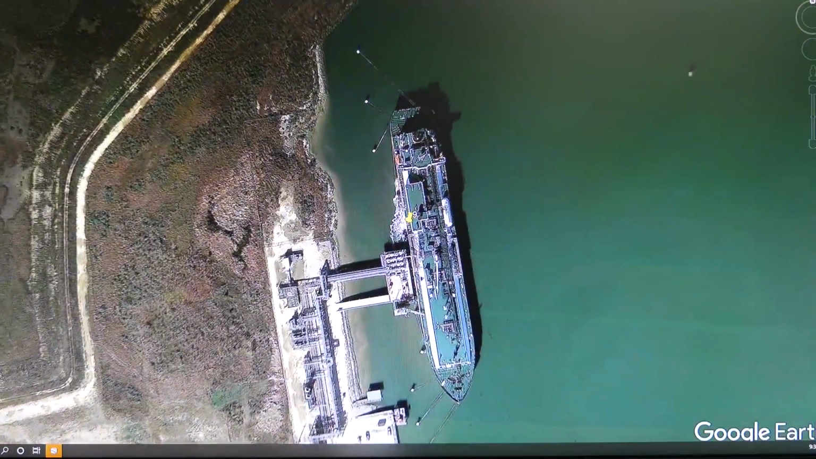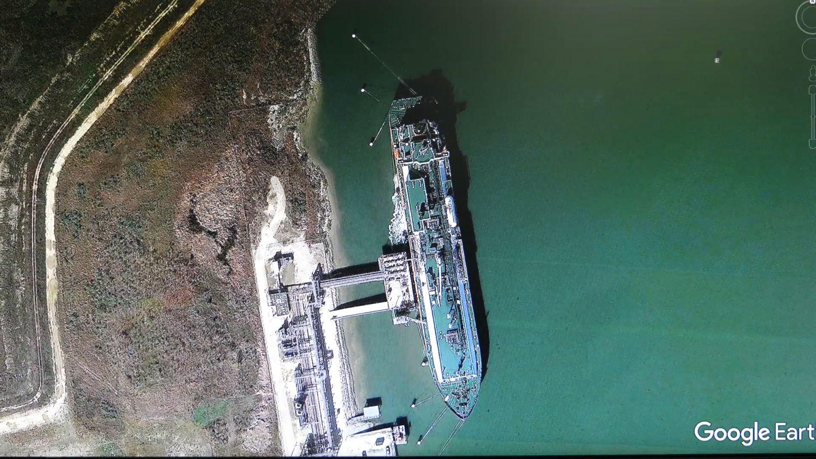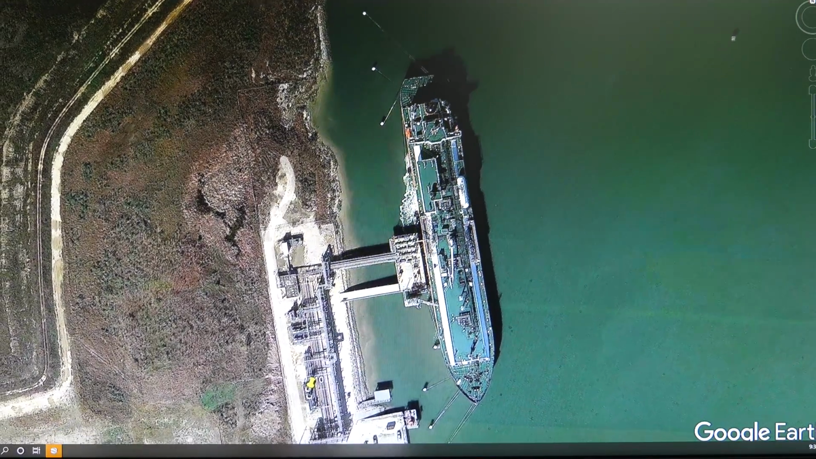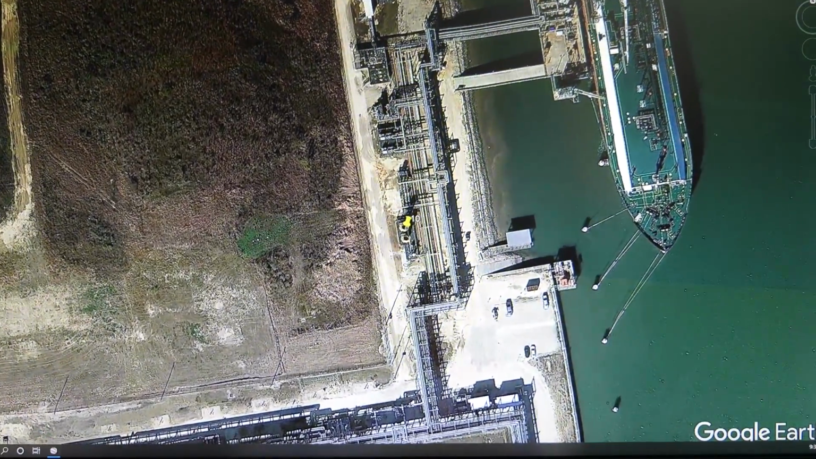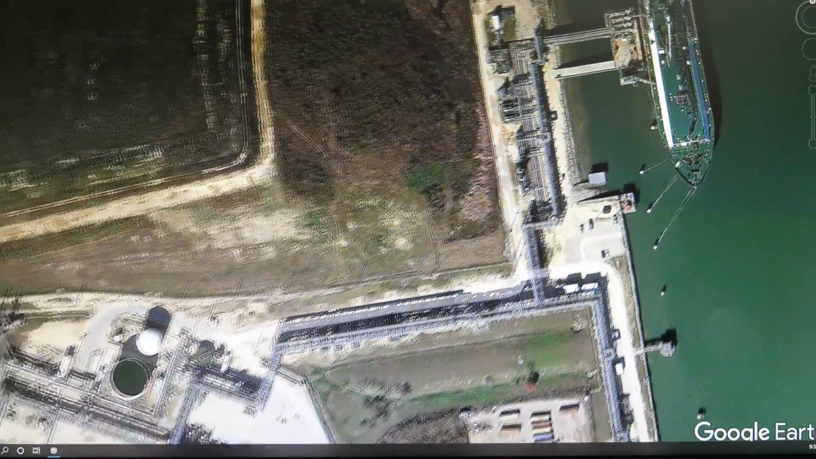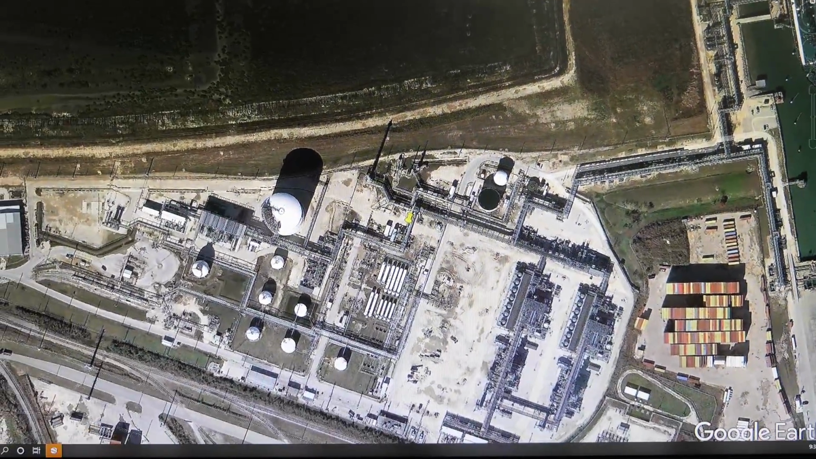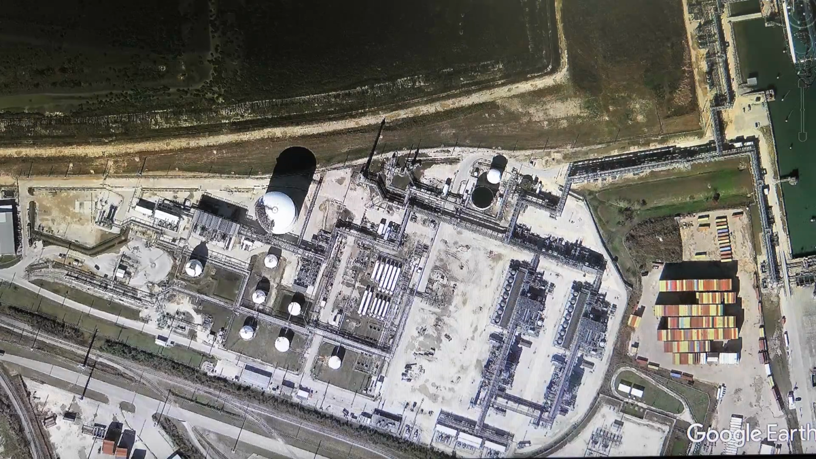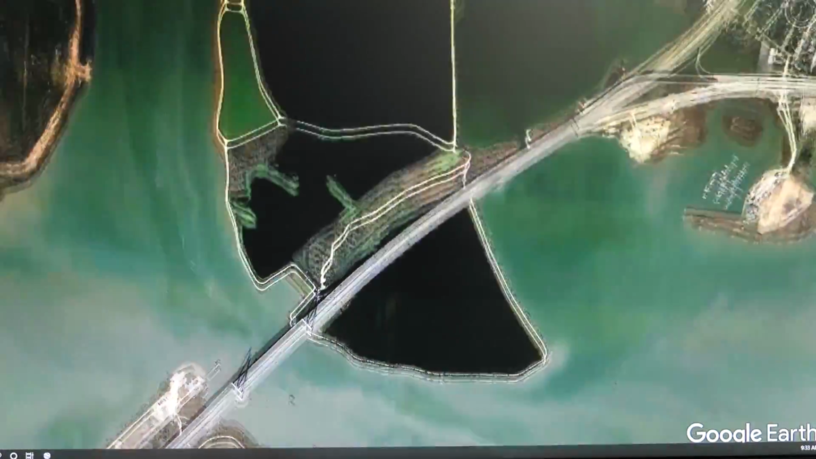The ships enter the bay to deliver or pick up oil products. This ship is probably unloading oil. The oil is pumped through these pipes. It is then stored in these tanks. Over here we have many more tanks for storage.